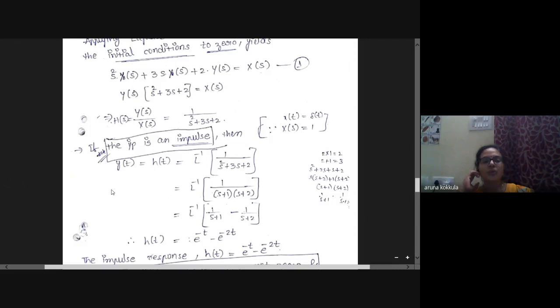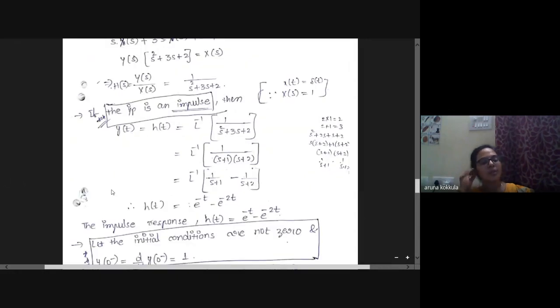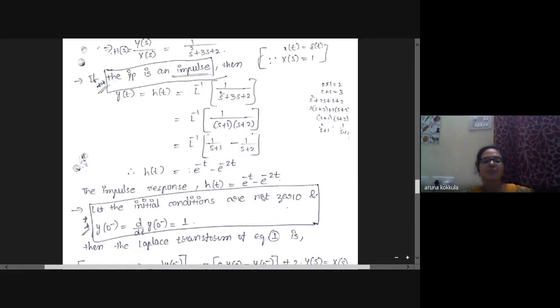So if I assume the input is an impulse, x of t is equal to delta of t, then X of s is equal to 1. Then h of t is equal to the inverse Laplace transform of 1 by s square plus 3s plus 2. The roots are s plus 1 and s plus 2. Apply the partial fraction expansion method and the inverse Laplace transform, and get h of t is e power minus t minus e power minus 2t into u of t.